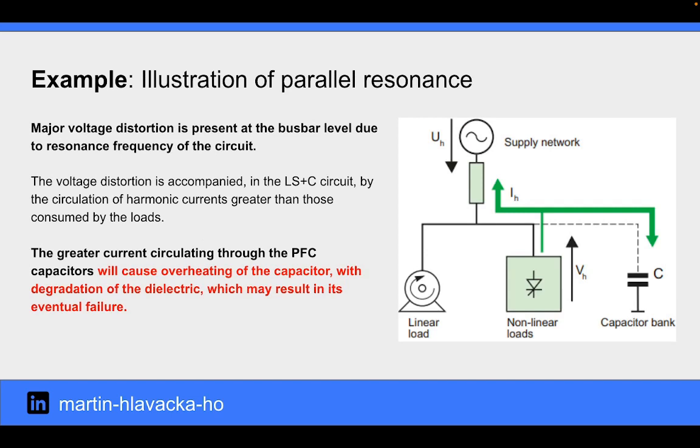Major voltage distortion is present at the busbar level due to the resonance frequency of the circuit. The voltage distortion is accompanied in the LS plus C circuit by the circulation of harmonic currents greater than those consumed by the loads. The increased current flowing through power factor correction capacitors will cause overheating of the capacitor, with degradation of the dielectric, which may result in its eventual failure.